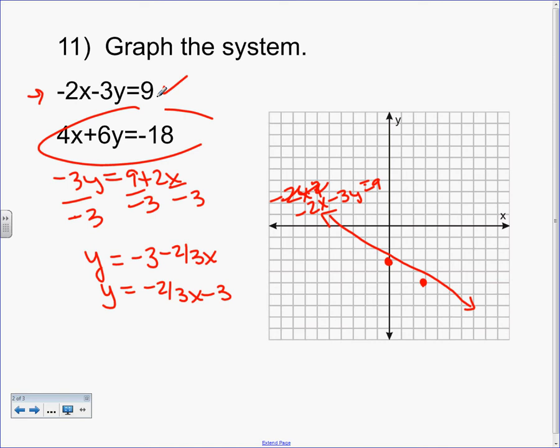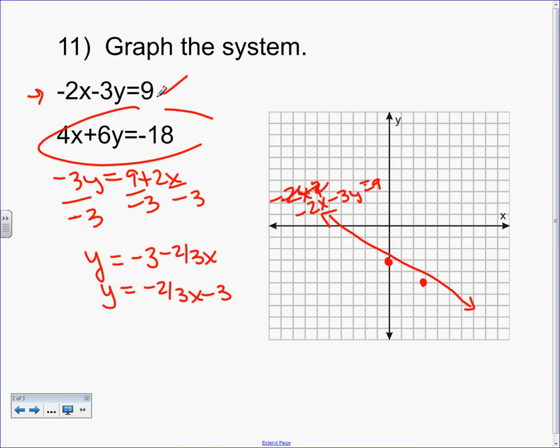Anybody have it yet? What do you think? So it's the same as negative 2/3, right? Negative 4 over 6 is negative 2/3. So you get the exact same answer. Do you guys notice that?